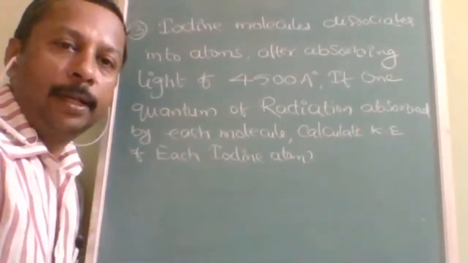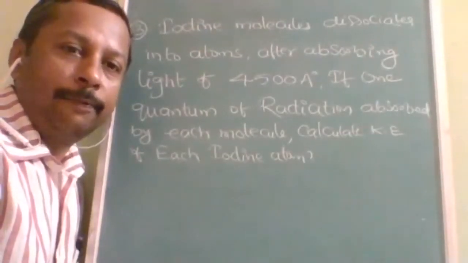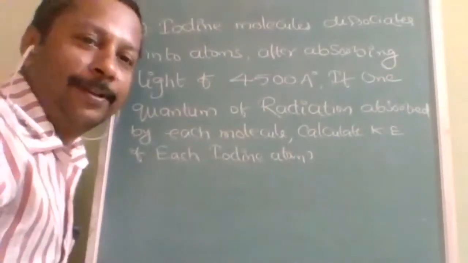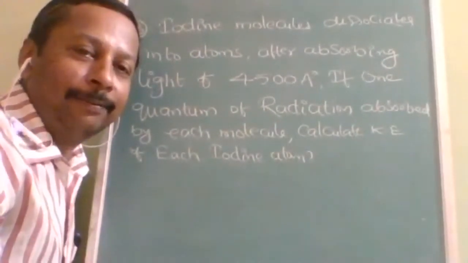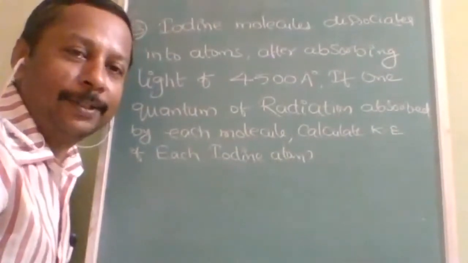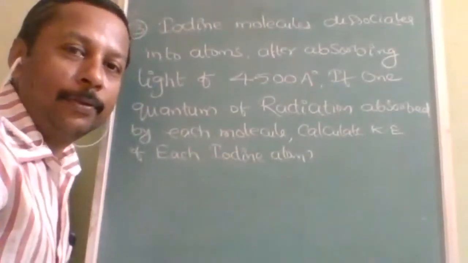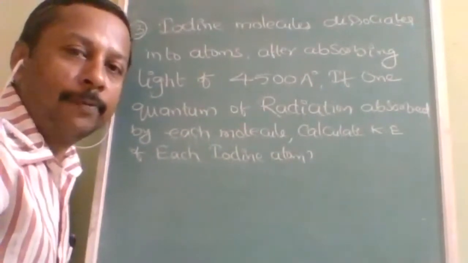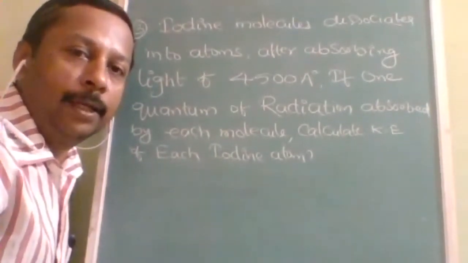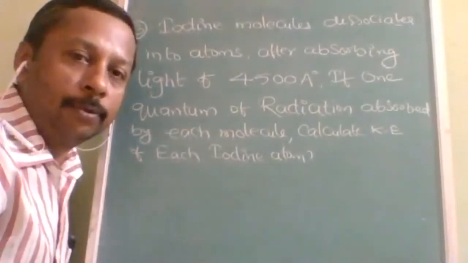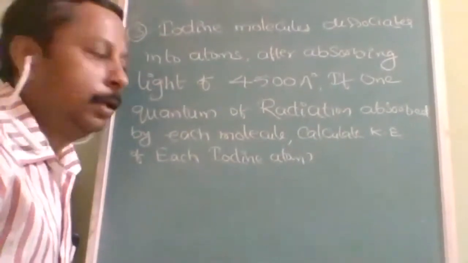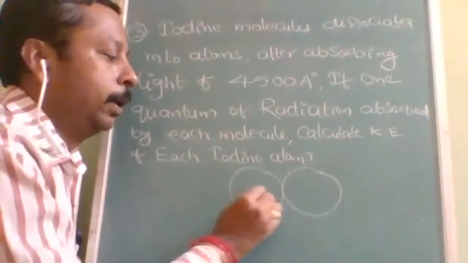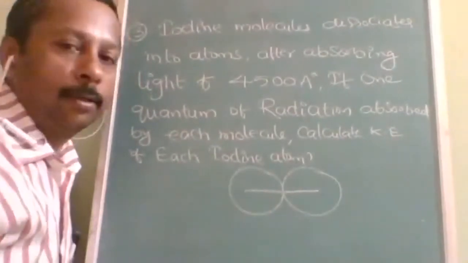Okay, we are into the next third question and a different model. For every question you will find a new model. The old model is not available in VIJ CHEM. So, iodine molecule dissociates into atoms after absorbing radiation. Like this is a big iodine atom, this is another big iodine atom, and they have their bond.